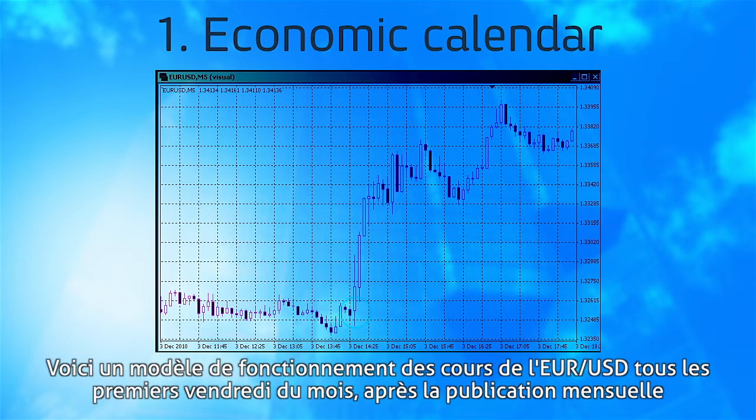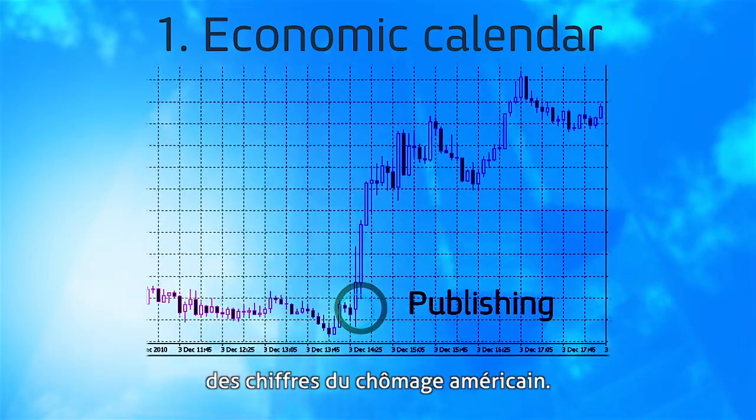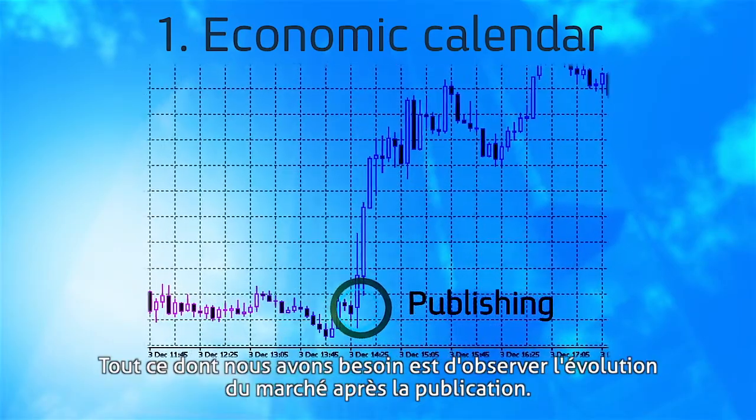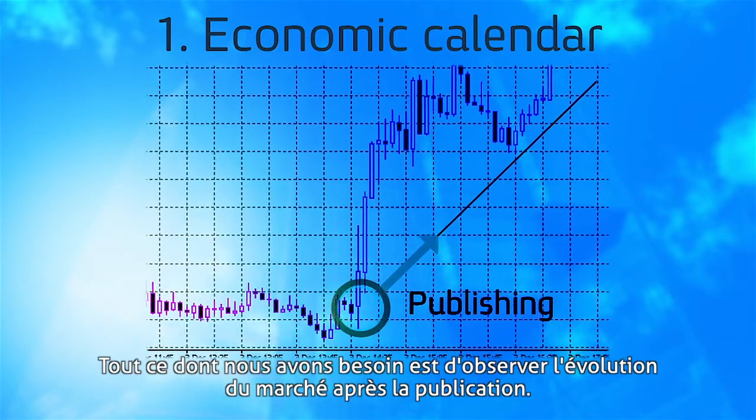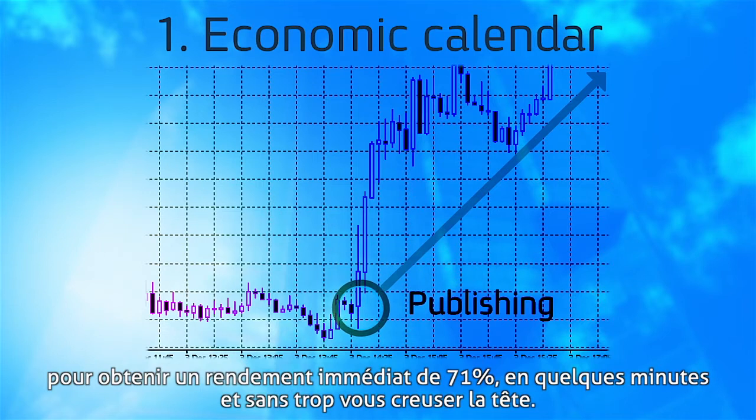For example, this is a pattern of the Euro-US dollar behavior on the first Friday of each month, following the US monthly unemployment figures. All we need to see is how the market starts to move following the publishing. Buy an option according to this movement and wait. This is an excellent method for gaining immediate return of 71% in a few minutes without straining your brain.